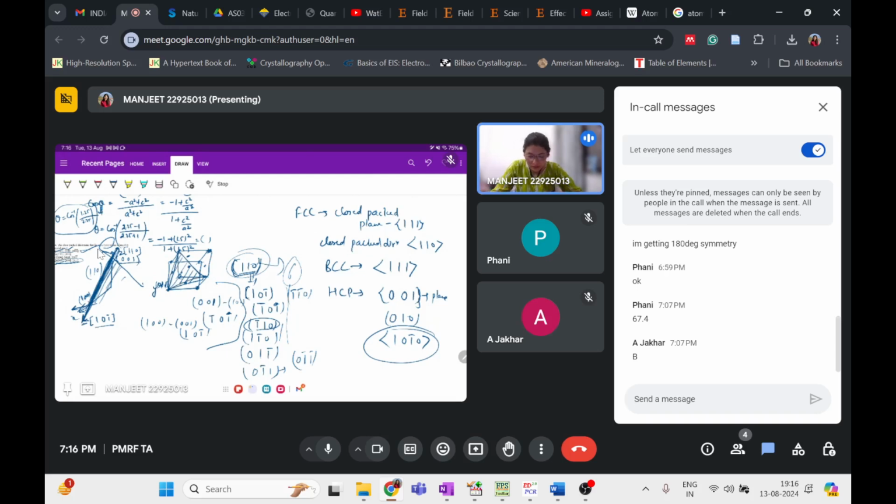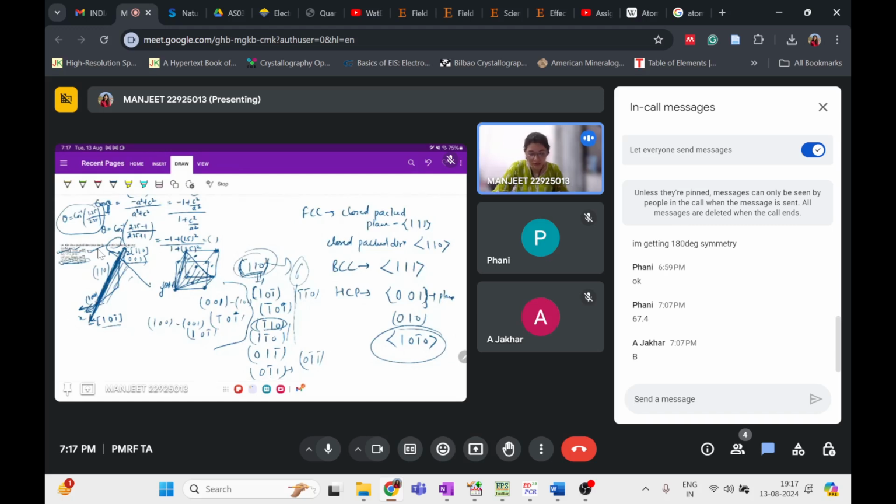Same thing, you have to consider the atoms contributing to this plane. First, you have to find the effective number of atoms in that plane, what is the area of that plane, and the total area of the cube. There you can find out the atomic packing fraction for any plane, as well as the atomic plane of the lattice.